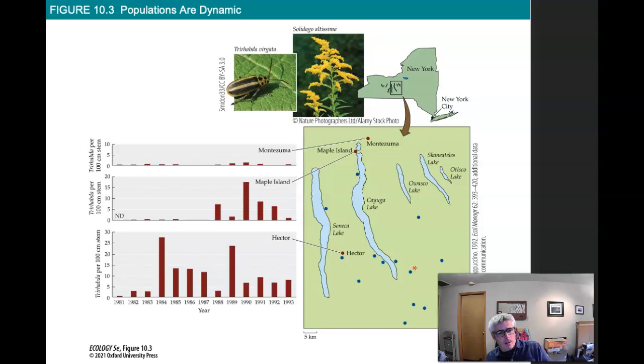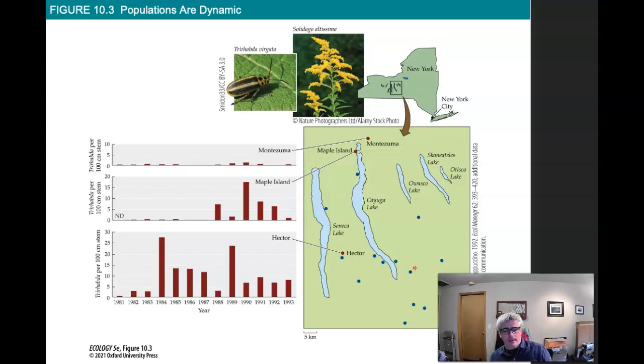Here's another study looking at population change through time, and this is looking at the abundance of a beetle on tall goldenrod plants over time in New York. And this is looking at variation. Sorry, it's a 6-year study with 23 species of insects that fed on goldenrod. It showed the sites had similar climatic conditions every year. Insect abundances varied from site to site.